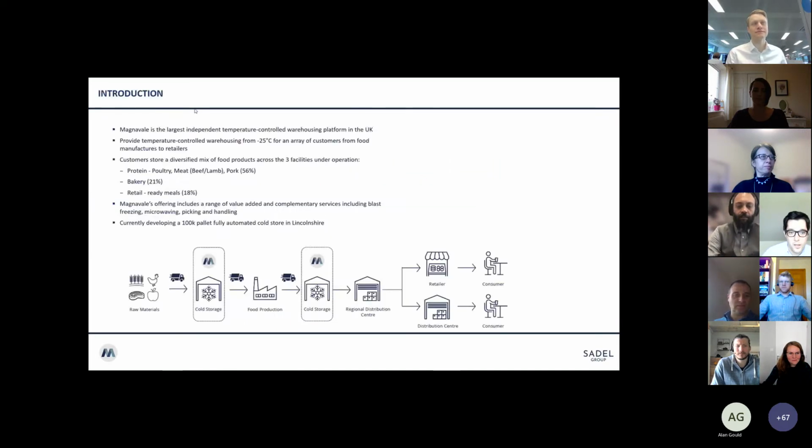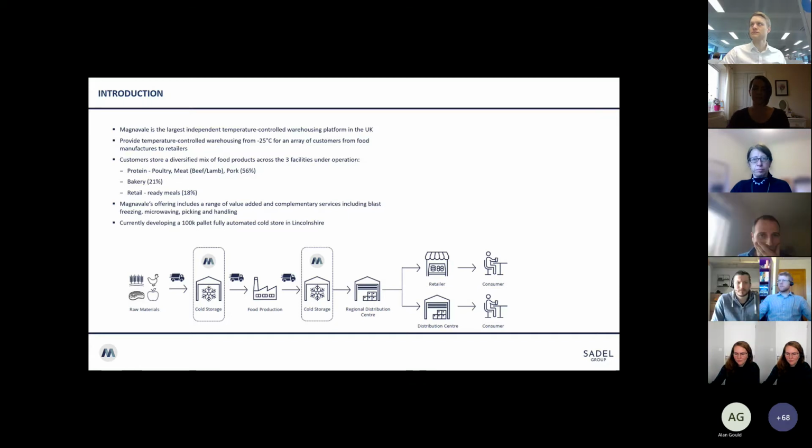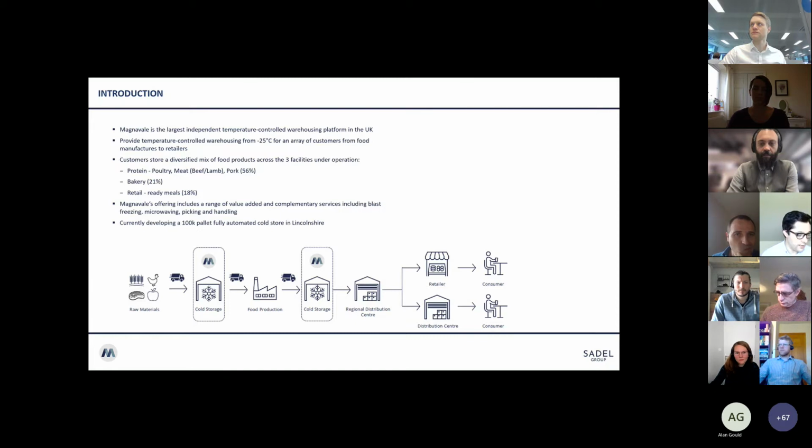Firstly, a brief introduction to Magnavale and what we do. We're the largest independent temperature-controlled warehousing platform in the UK. We provide temperature-controlled warehousing down to -25 degrees for an array of customers, from food manufacturers to retailers, from 3 facilities. We are also developing a 100,000 pallet fully automated cold store in Lincolnshire, which will be the most efficient facility in the UK.